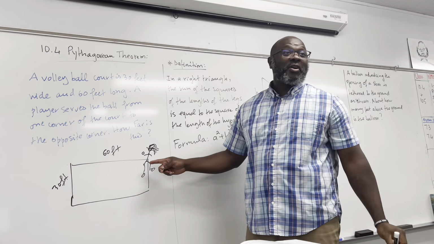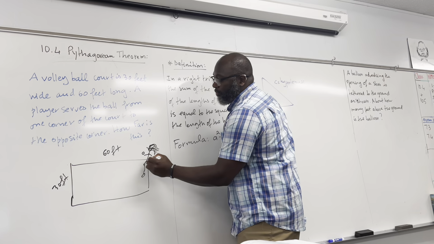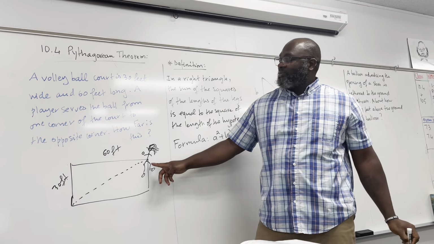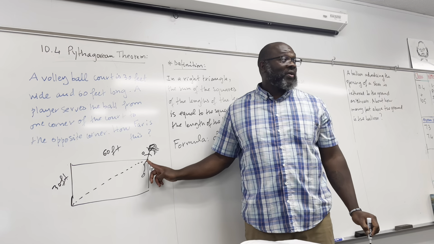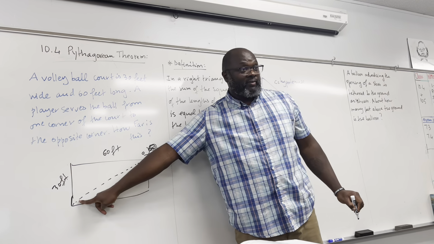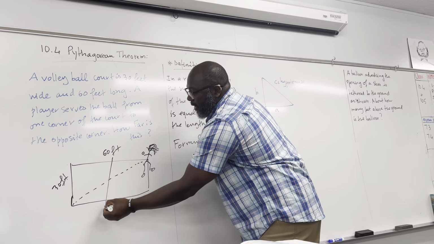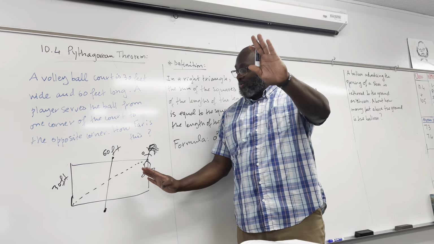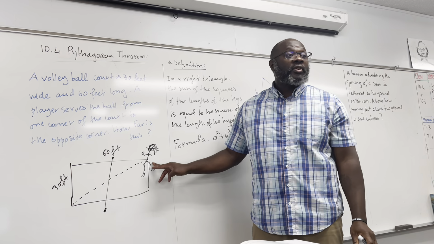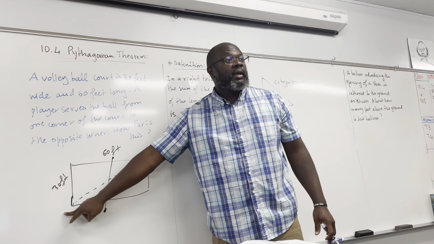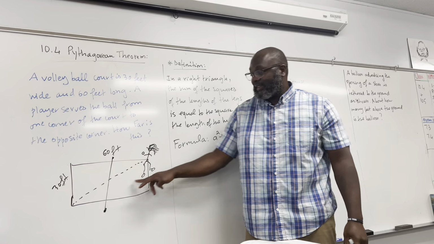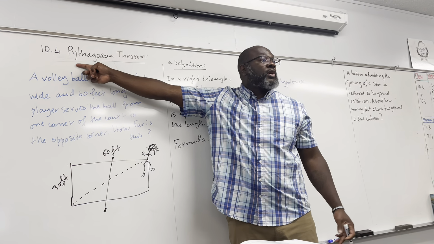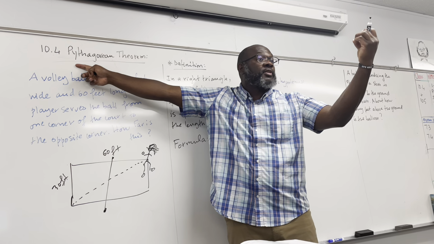So now she wants to serve. She hits the ball from here, and she wants to serve from this corner to this corner. This is the volleyball net here, and this is 60 feet. She wants to serve from here to here. Now, how do we know what the distance is? We can do an estimation, but we don't want that. We want to know the exact distance, so we have to use the Pythagorean theorem.